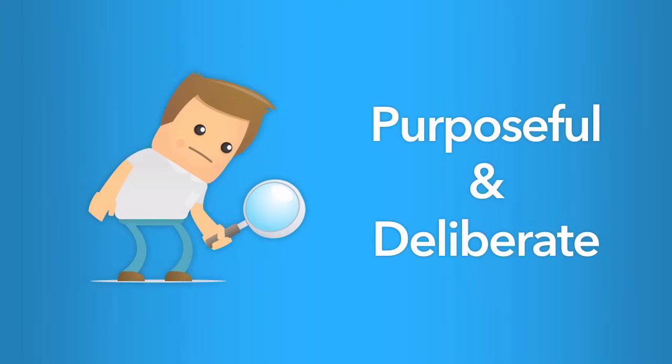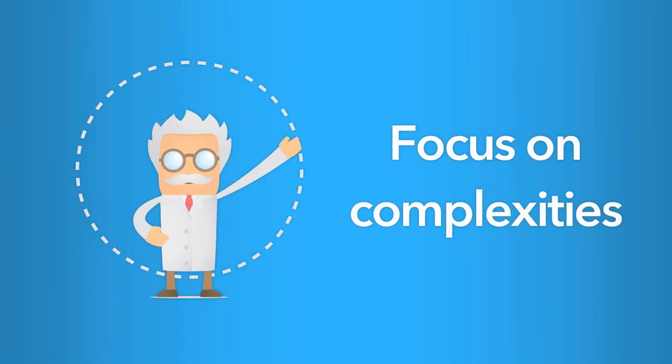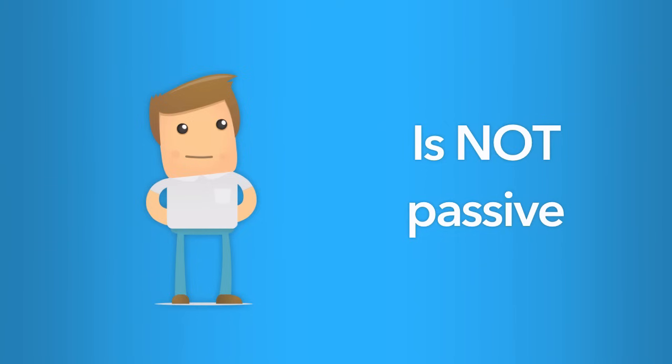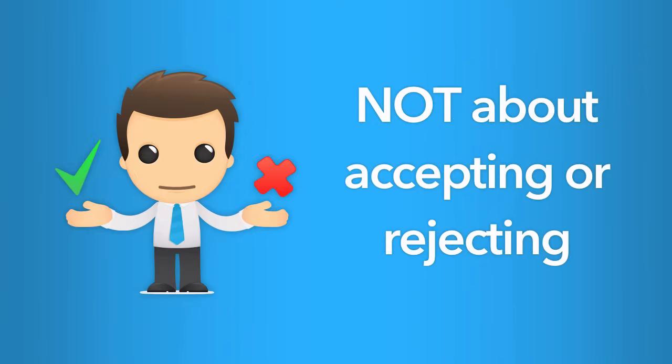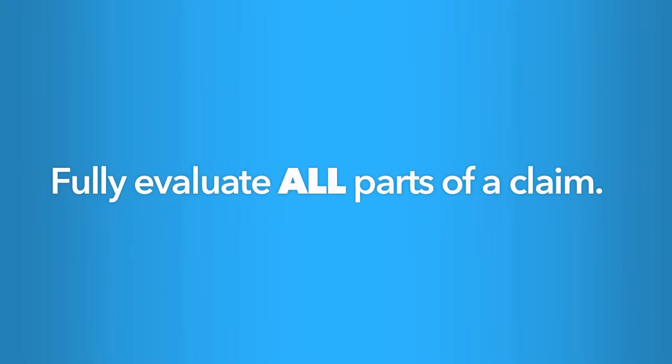Being careful and judicious require you to be purposeful and deliberate in your evaluation. It also requires you to be thorough. To think critically, you have to focus on the issue at hand, taking in all its complexity, breadth, and depth. Critical thinking is not passive. The goal of critical thinking is not simply to decide whether to accept or reject an argument, to register a yay or nay vote. In critical thinking, the goal is to fully evaluate all parts of a claim that someone has made, to assess each of its parts as well as the whole.